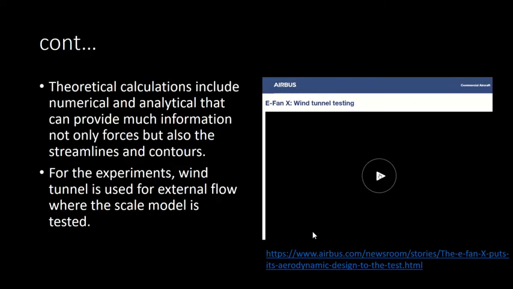For the experiment, as I mentioned in the first slide, wind tunnels or water tunnels are used for external flow where a scale model is tested. Scale model means that we scale down the airplane so that it can fit in the wind tunnel. And for the car, it is also scaled down so that it can be used inside the wind tunnel.